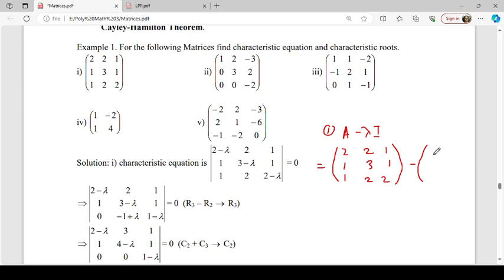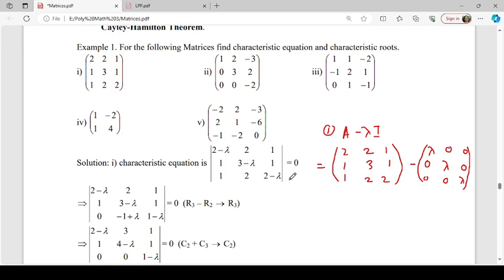And lambda I: I is a unit matrix, so lambda into 1, lambda into 0, lambda into 0, then lambda into 0, lambda into 1, lambda into 0, and so on. Only the diagonal elements are 1. So this is lambda I. Then we subtract. So 2 minus lambda, 2 minus 0, 1 minus 0. This is the first row. Then the second row is 1, 3 minus lambda, 1, then 1, 2, 2 minus lambda.